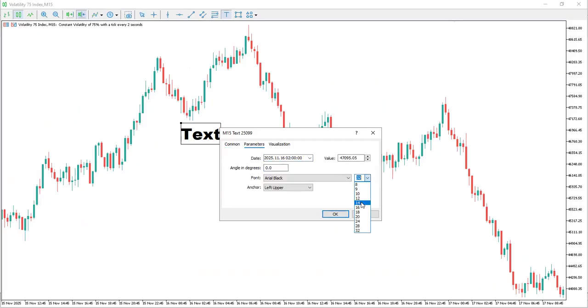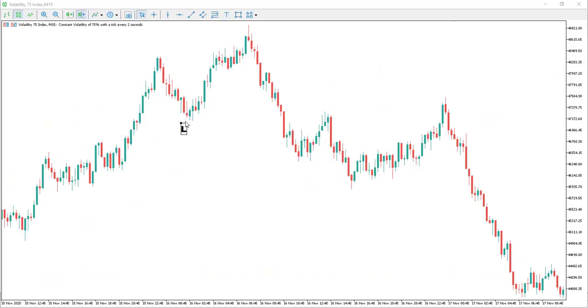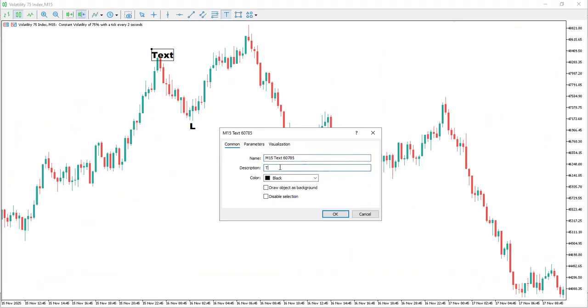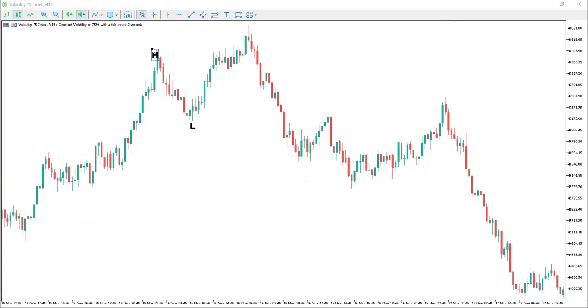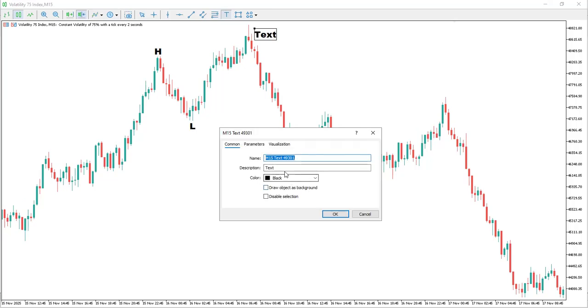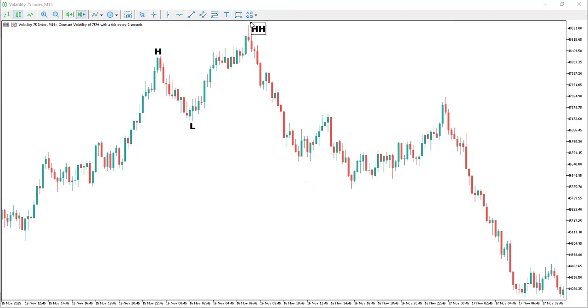Let me reduce this thing to like 18. So we have a low here. This is our low. Then we have a high here. This is our high. Good. Then we have a higher high here. Then after this higher high, we have the market take out this low here.